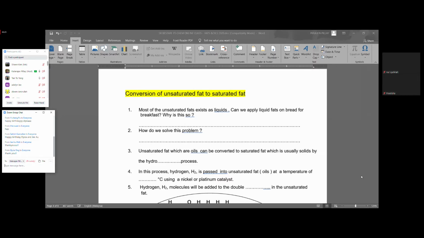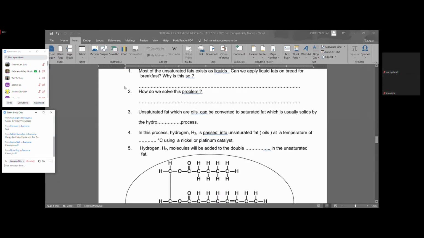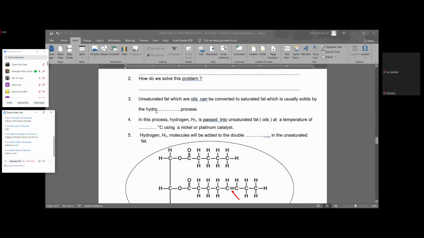So how do we convert? We come to number 3 now. Unsaturated fats, which are oils, are converted to saturated fats, usually solids, by the hydrogenation process. Remember we learned hydrogenation? Alkene plus hydrogen, you get alkane. That is hydrogenation. Temperature is the same, 180 degrees Celsius, and the catalyst is nickel. So you use the same thing here. This is how they make margarine.